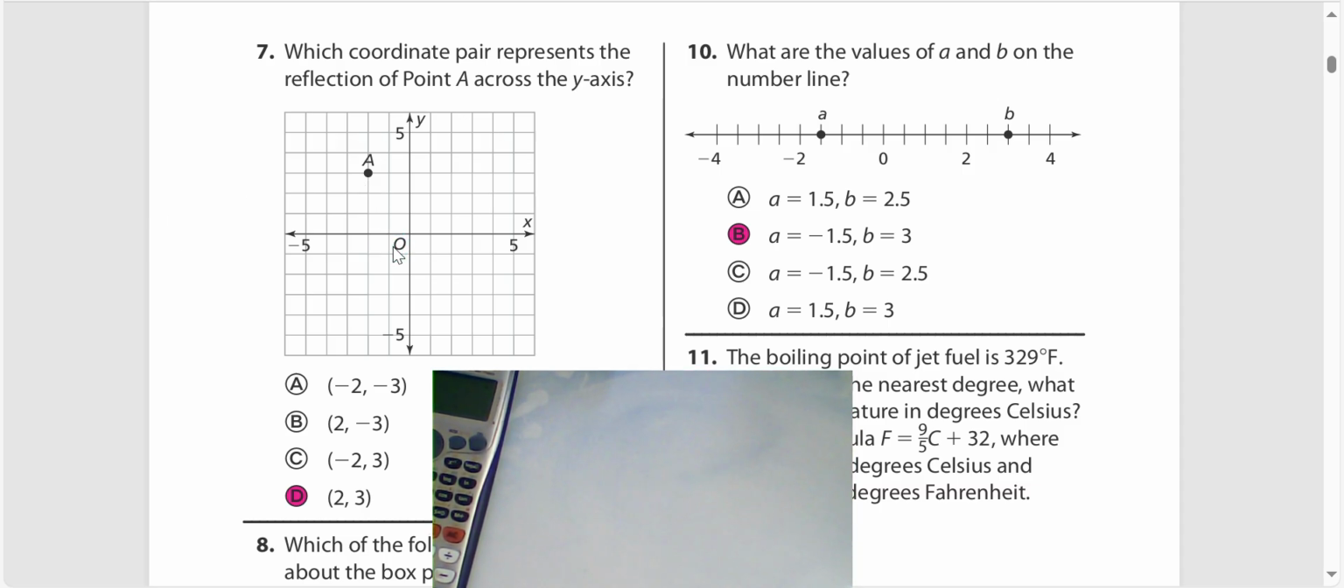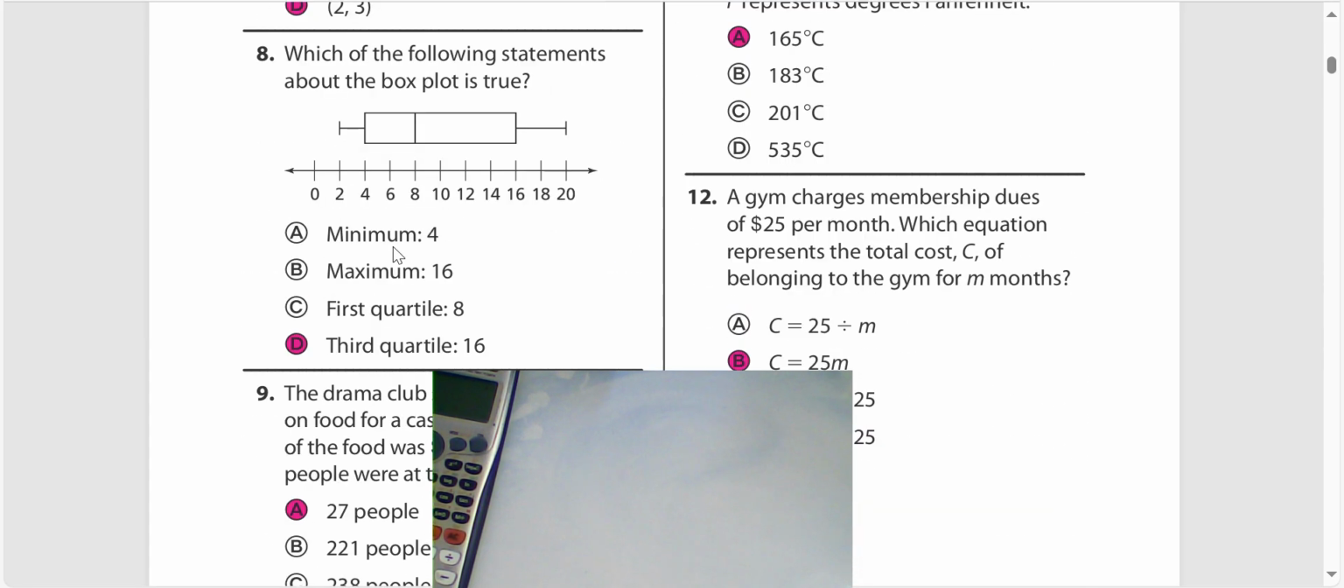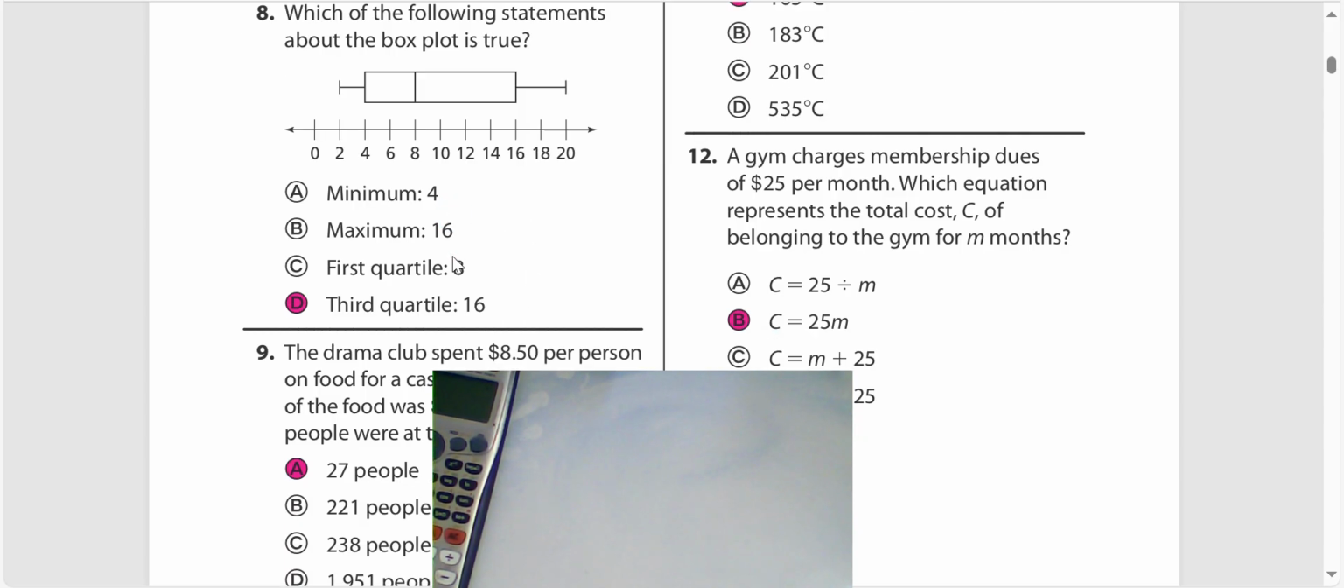next question, number 8. Choose the following statement about the box plot. What is true? Third quartile here was 16. We have the third quartile, and the minimum 2 and the maximum 20. 4 here, we call it what? First quartile. First quartile 4. Then the true answer, third quartile, is 16. Next question, number 9.